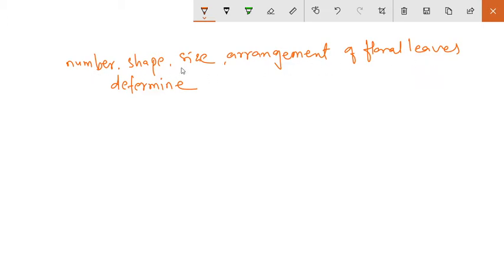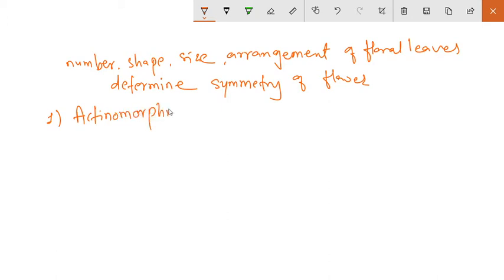So all these number, shape, size and arrangement of floral leaves determine the symmetry of the flower. Okay, so there are three different symmetries. Number one, that is the actinomorphic. Actinomorphic means what? It is known as the regular flower or the symmetrical flower.